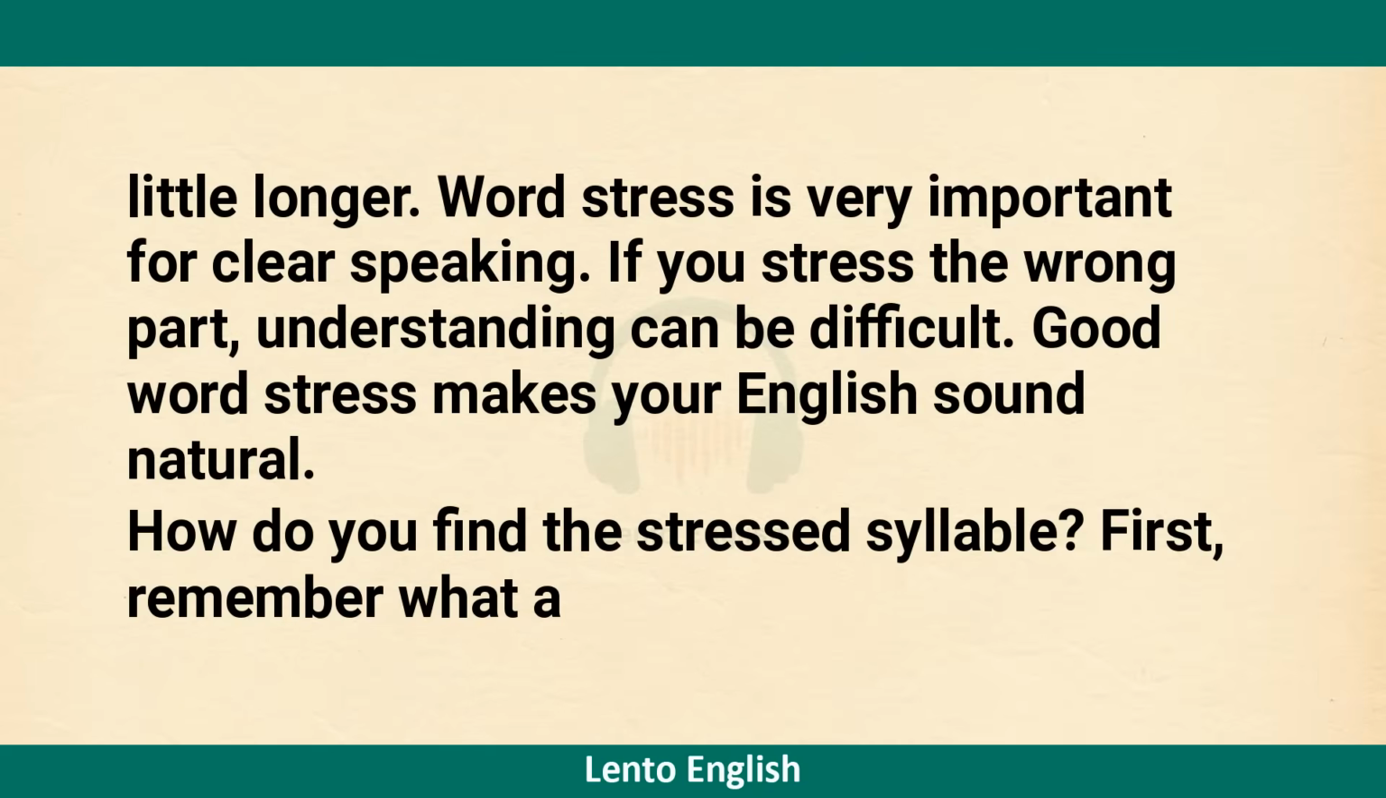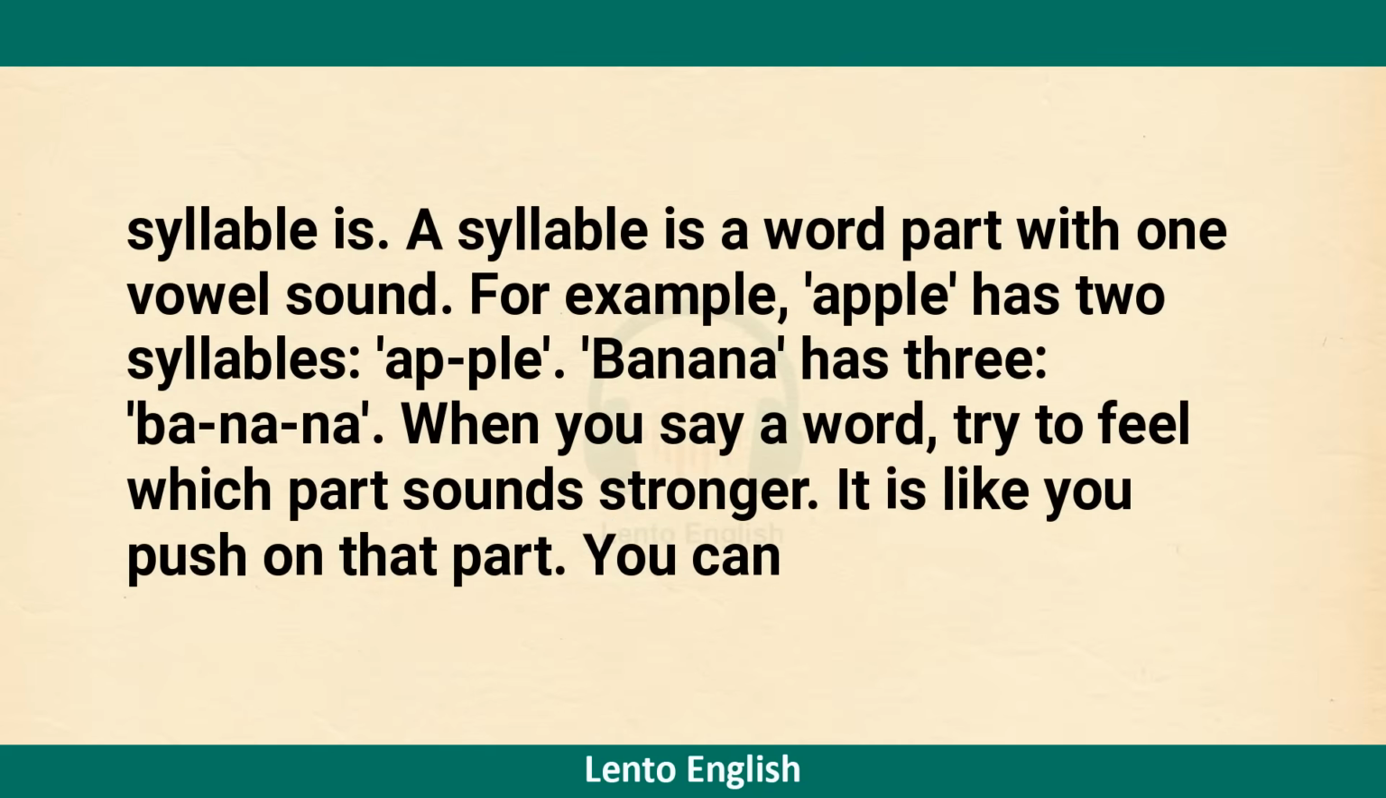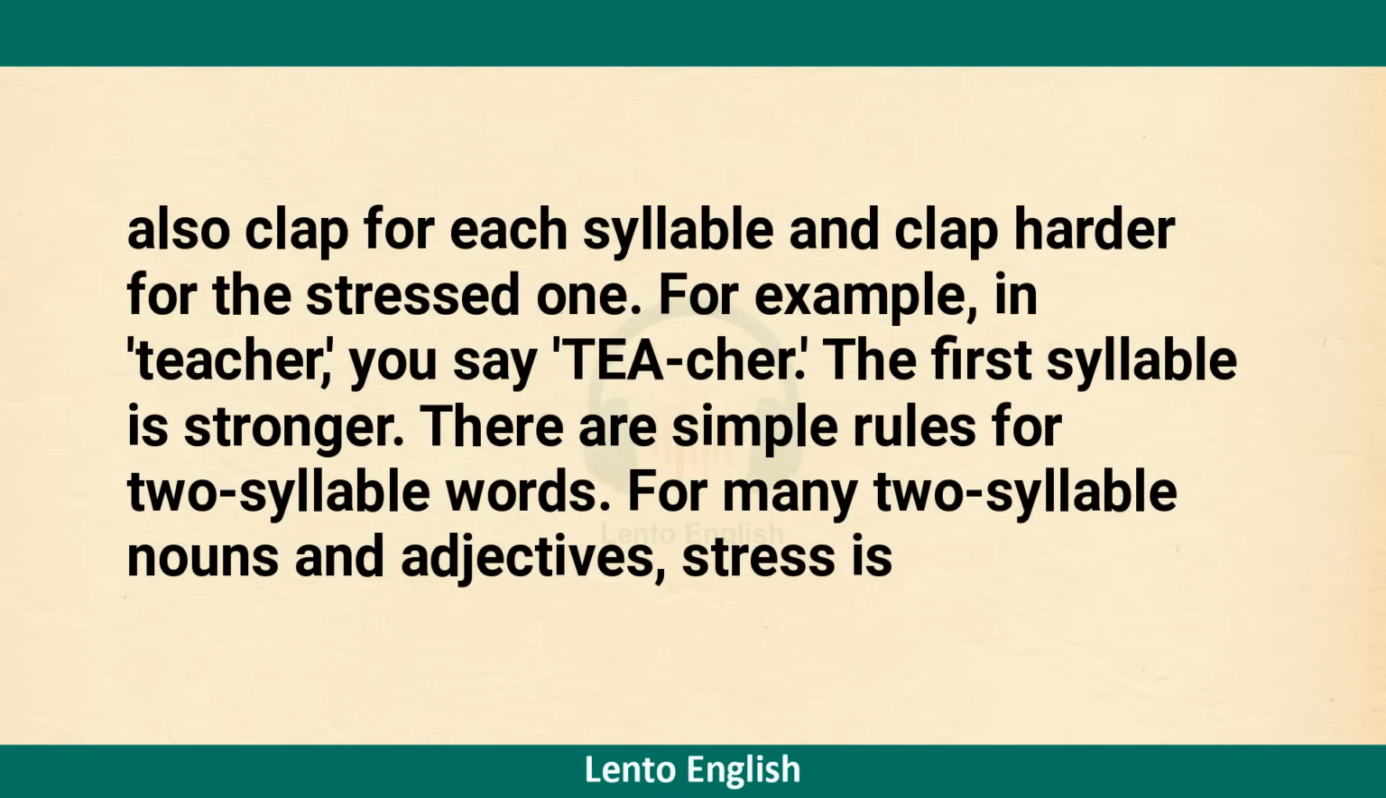How do you find the stressed syllable? First, remember what a syllable is. A syllable is a word part with one vowel sound. For example, "apple" has 2 syllables: ap-ple. "Banana" has 3: ba-na-na. When you say a word, try to feel which part sounds stronger. It is like you push on that part. You can also clap for each syllable and clap harder for the stressed one. For example, in "teacher," you say "TEA-cher." The first syllable is stronger.